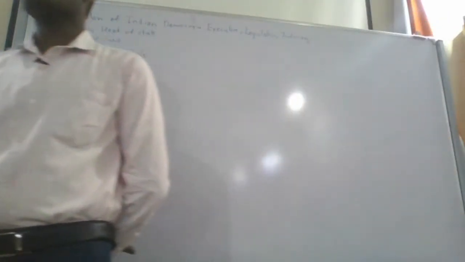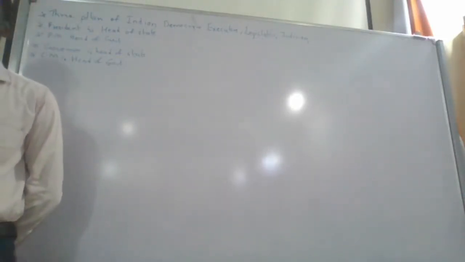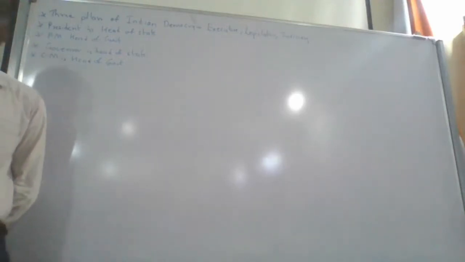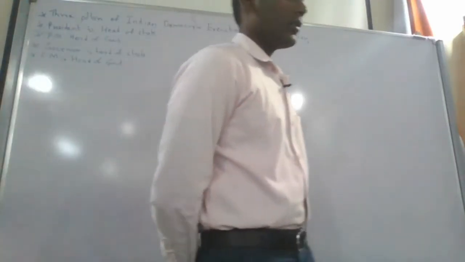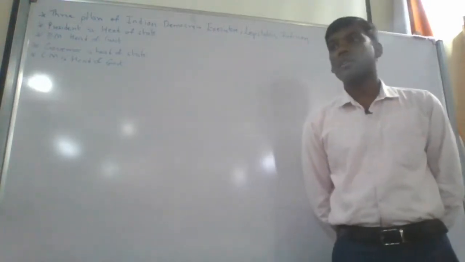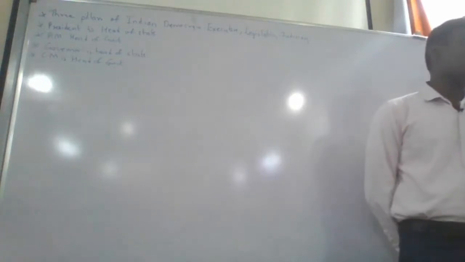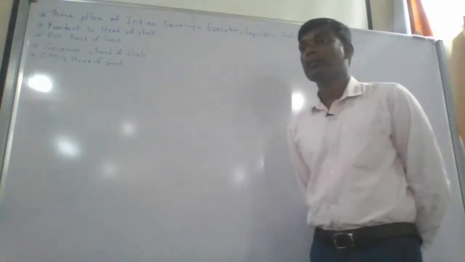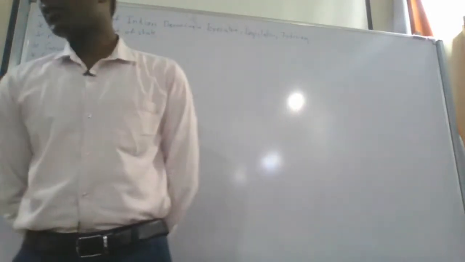National heritage animal. This was an exam question. National heritage animal: elephant. Those who don't know, keep writing it. You may feel that it's going into your mind, but it's not like that. You have to keep writing and revising. National heritage animal is elephant. Karnataka is called the land of elephants.